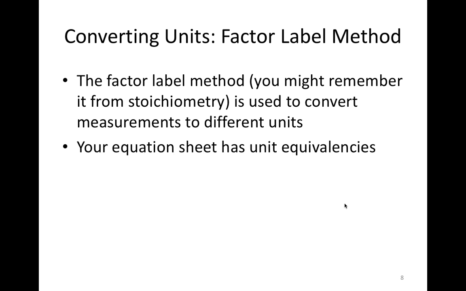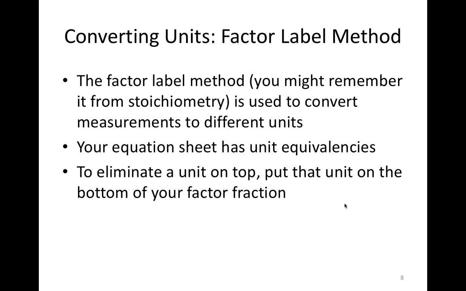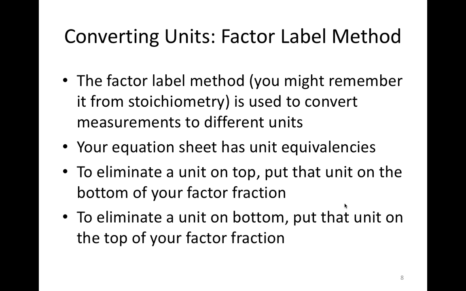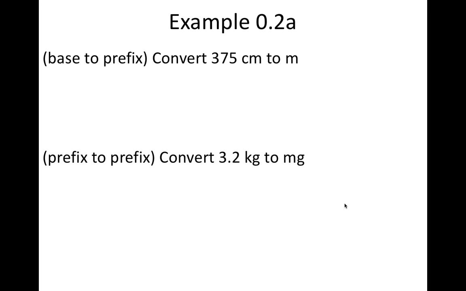What you're going to do is multiply the measurement that you want to convert by a factor fraction. A factor fraction is a fraction that always equals 1, and when you multiply by 1, you don't change the identity of your measurement. A fraction that's equal to 1 must have an equivalent numerator and denominator. A fraction with equal numerator and denominator is equal to 1.